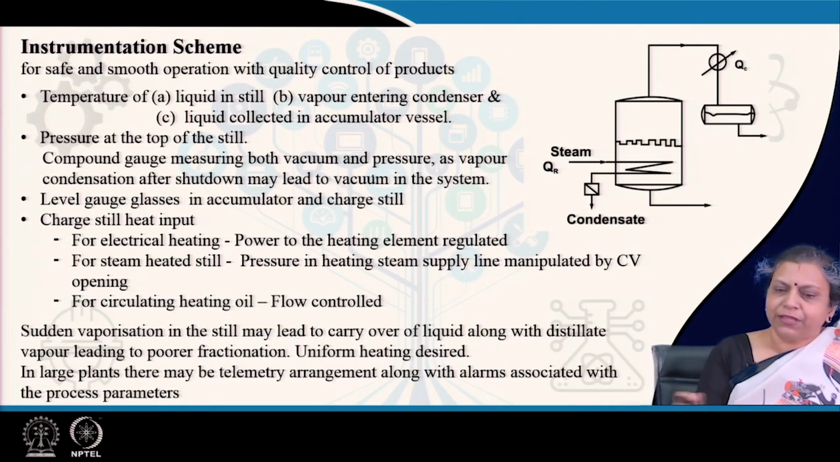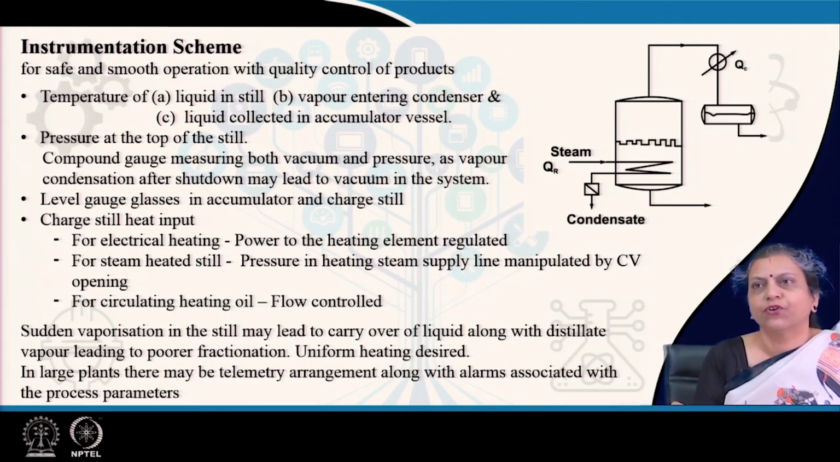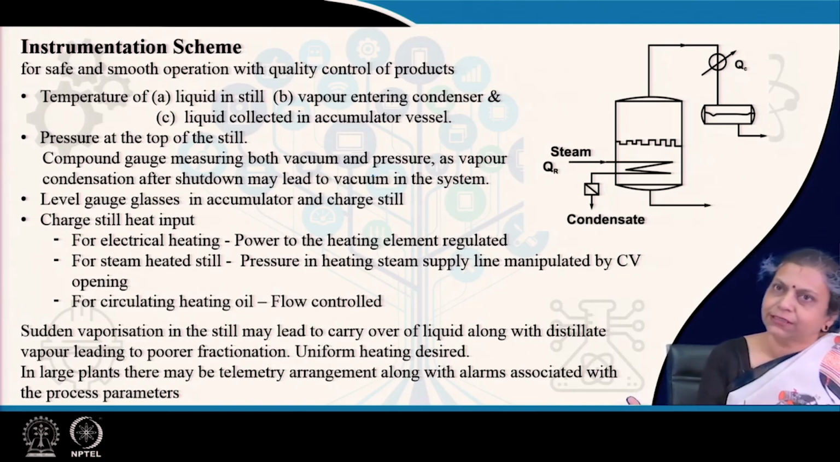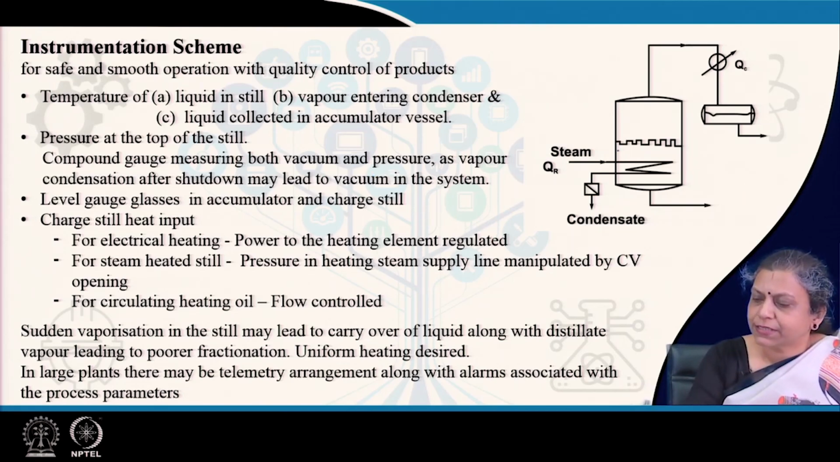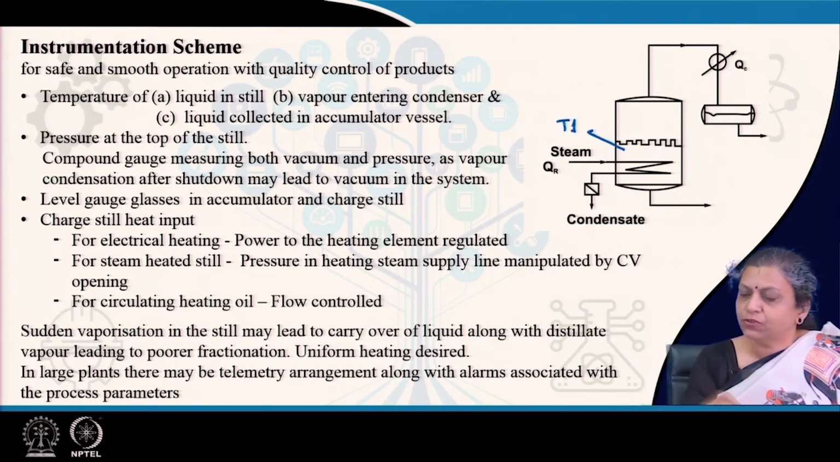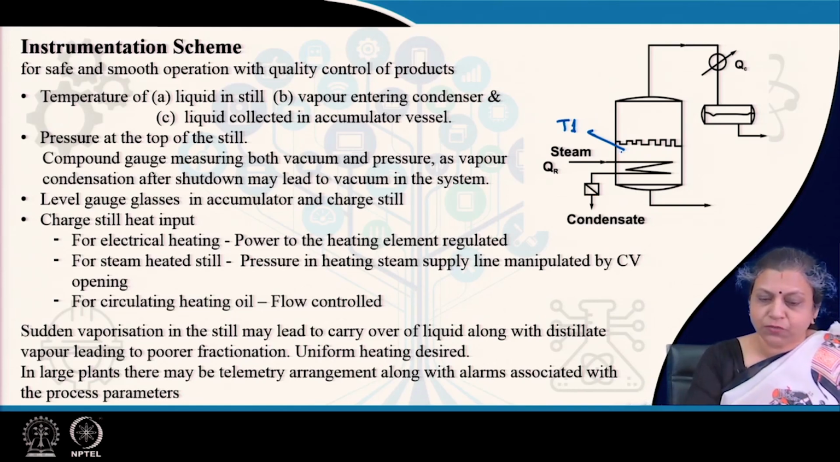Now, even if it is simple, there have to be some controls for the quality control of the products and also for a safe and smooth operation. What are the things that we need to control? Just like all other operations, in distillation the temperature has to be controlled, the pressure has to be controlled, and the level in the vessels has to be controlled. Where should you control the temperature? Definitely in the still, the temperature has to be controlled. This is one place where it has to be controlled, and the pressure also has to be controlled at the top of the still. So, here we need to control the pressure.